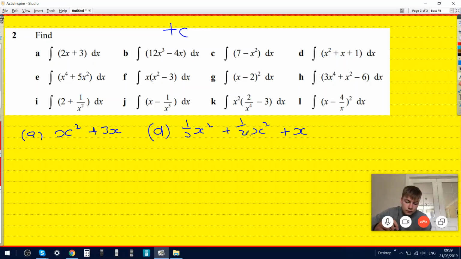1/3 x cubed plus half x squared plus 1x, just x. Yeah, well done. How would you do F? Do you expand the bracket first? Yeah, you just expand the bracket first and then integrate, and so you'll be fine for that. How do you do G? Same again, just expand the bracket. Yeah. How would you do I?